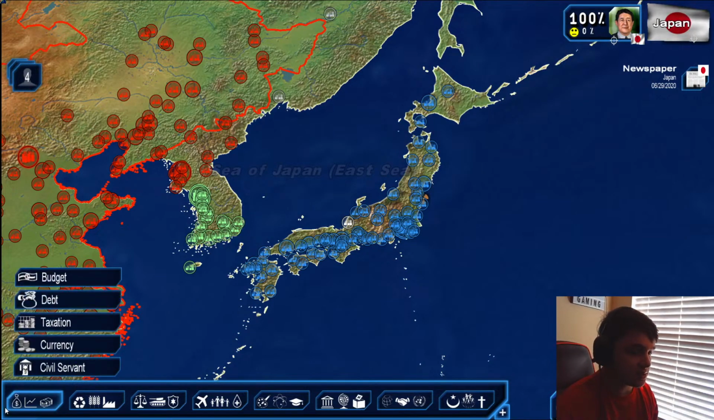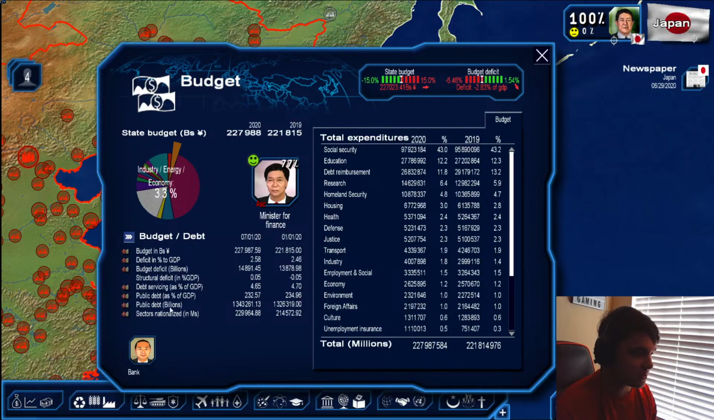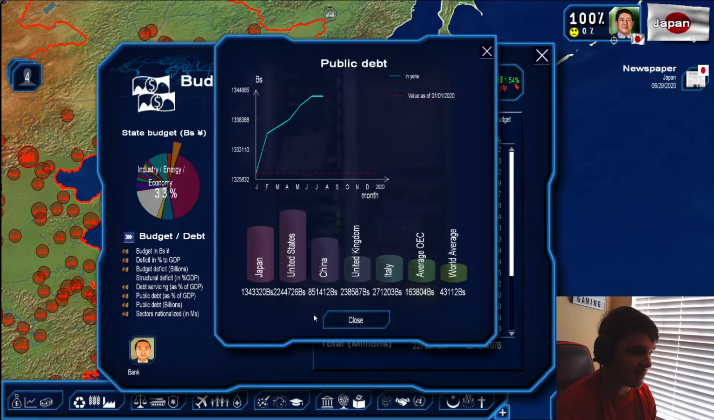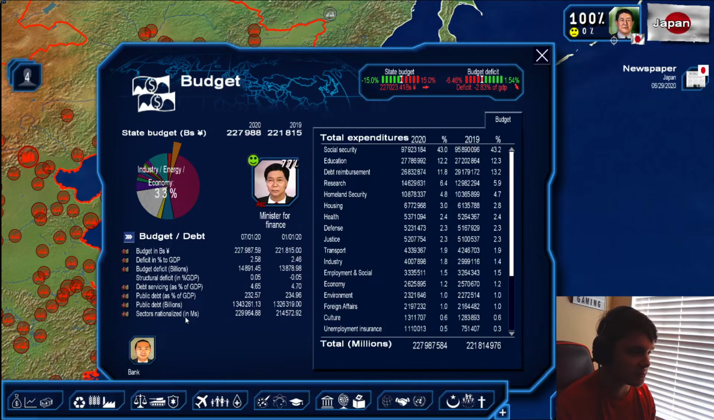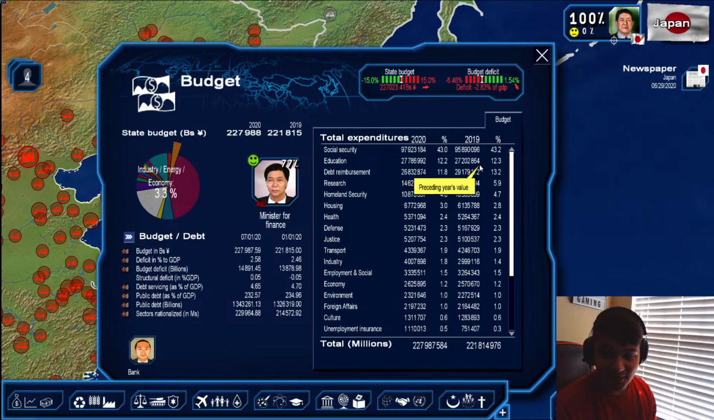And then let's go ahead and check to see what our national debt is as of right now. It's actually capped off about where it is right now. So it is still 1.3 quadrillion yen. Again, that is not trillion right there. That is quadrillion. That is the number above.